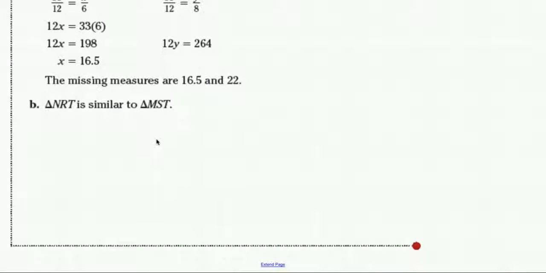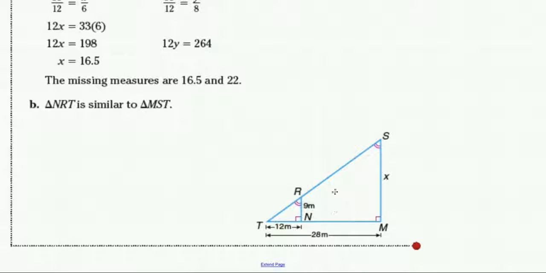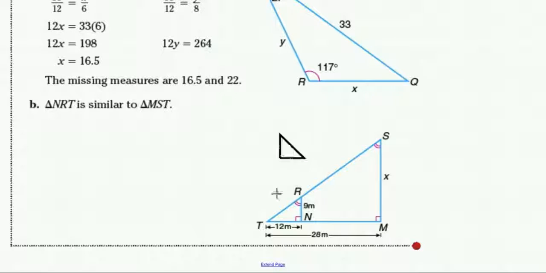Let's take a look at B. Triangle NRT is similar to triangle MST, and this is how it looks like right there. The first thing you need to do here, so that you will not get confused, is to separate those two triangles. So let's separate those two triangles. Let me get a right angle right here, and let me flip that thing.